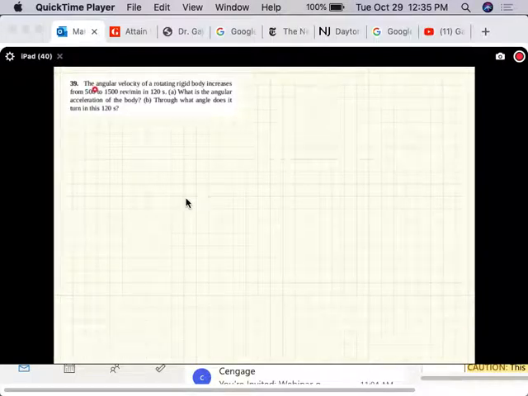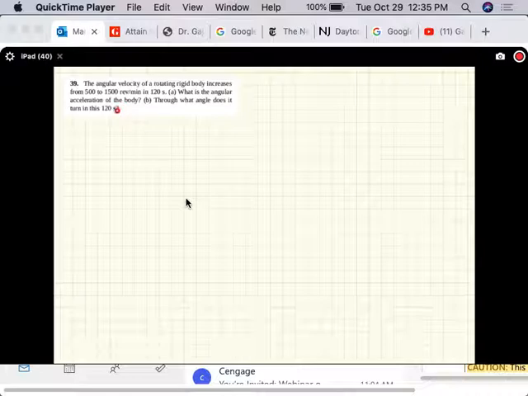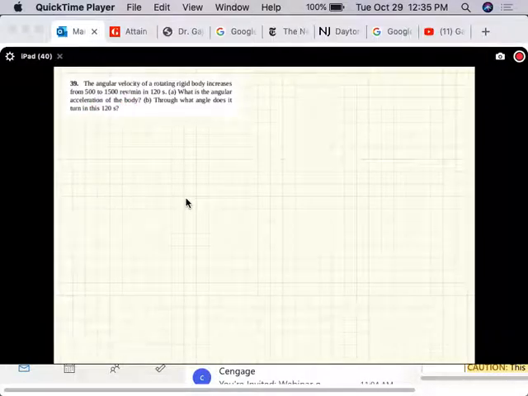All right, so this problem says the angular velocity of a rotating rigid body increases from 500 to 1500 revolutions per minute in 120 seconds. What is the angular acceleration of the body?